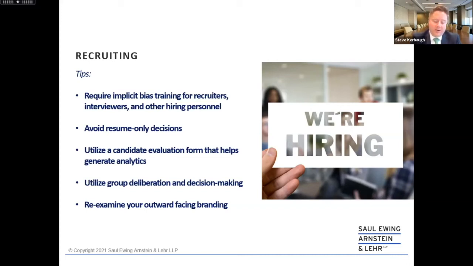And re-examining your outward facing branding. You want to be careful about the way that the company is portrayed when it comes to the website, brand messaging, pictures on Glassdoor, what have you. Think about what kind of an impression you're making on potential candidates. When actively sourcing, you should think about the messaging that's being placed on job boards. You certainly want to include a statement that indicates that you're an equal opportunity employer.